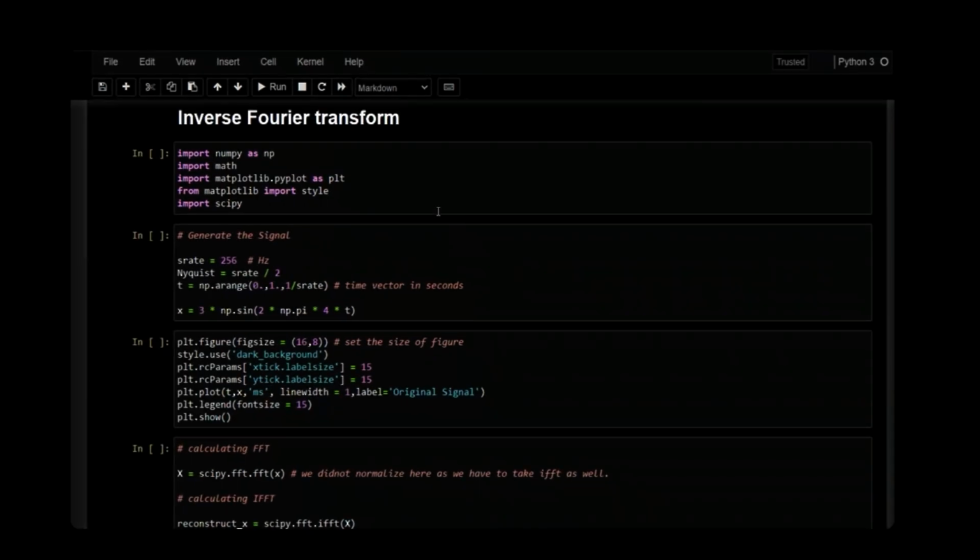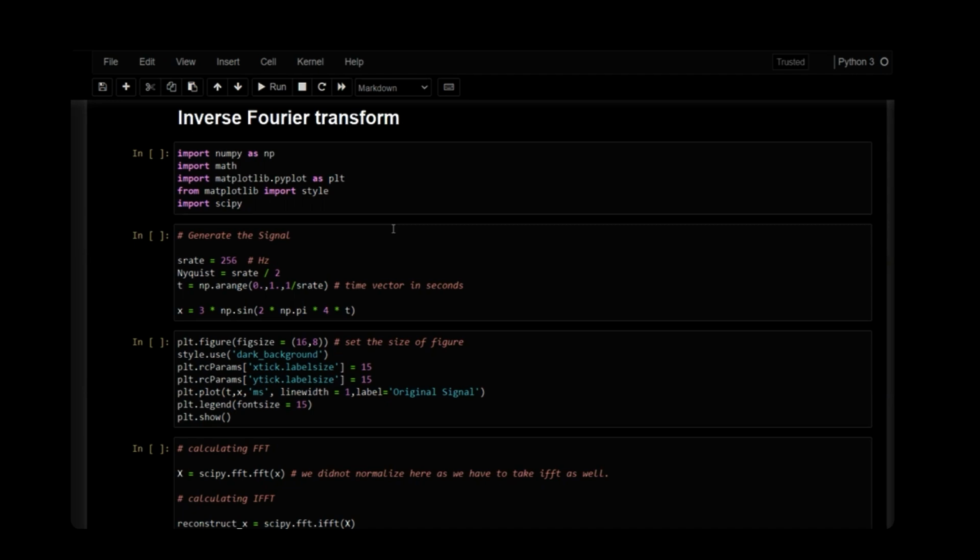In this lecture, we will learn how we can calculate the inverse Fourier transform of a signal. So we know that the Fourier transform is a lossless transform. It means that if we have a signal in the time domain and we take its Fourier transform to convert the time domain signal into the frequency domain, then we can convert that frequency domain signal back into the time domain. It means we can recover our signal using the inverse Fourier transform.